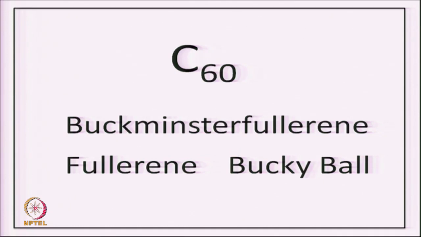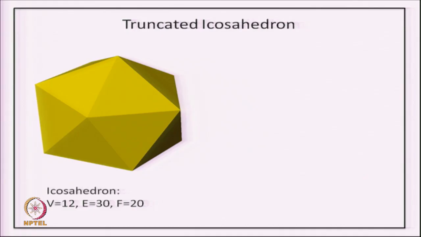Buckminsterfullerene, of course, is a very long name. So, shorter names like fullerene or buckyball are also common for this molecule. Let us now look at the structure of this fullerene or buckyball. To get this structure, we have to be familiar with a solid called truncated icosahedron. To understand truncated icosahedron, let us look at icosahedron.